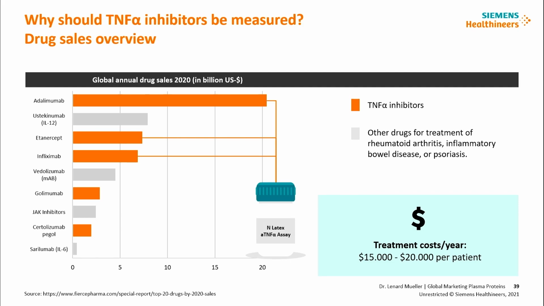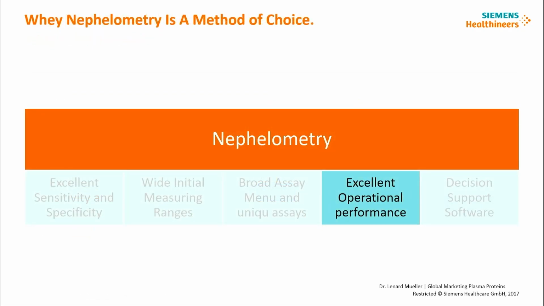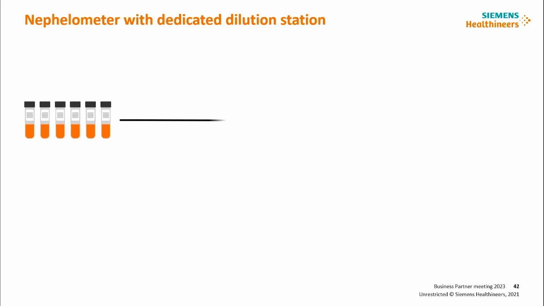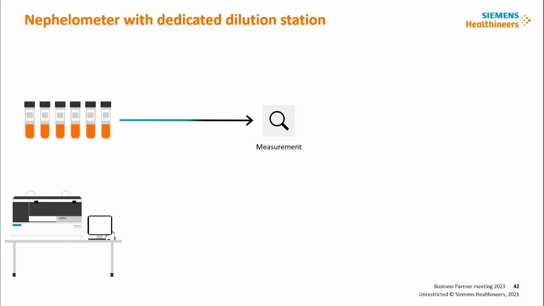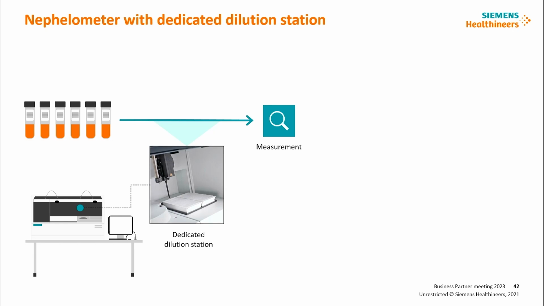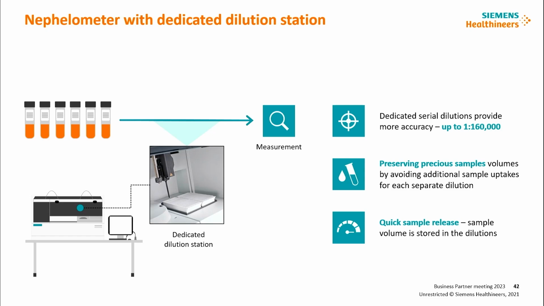And here we are introducing one reagent only with 3 different calibrators to measure the therapeutic drug range. The operational performance we are introducing: the system is providing you with automatic dilution, which can reach up to 1 to 160,000. And it's making serial dilution of the sample and no need to take the sample.